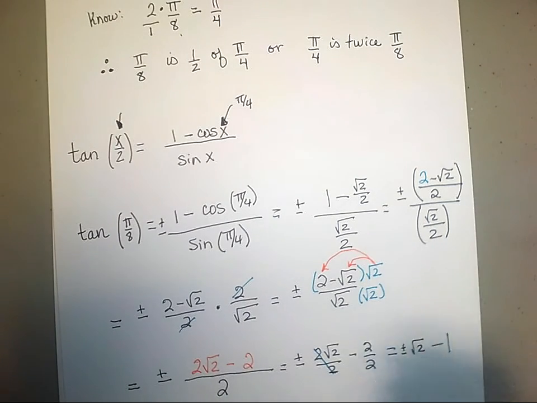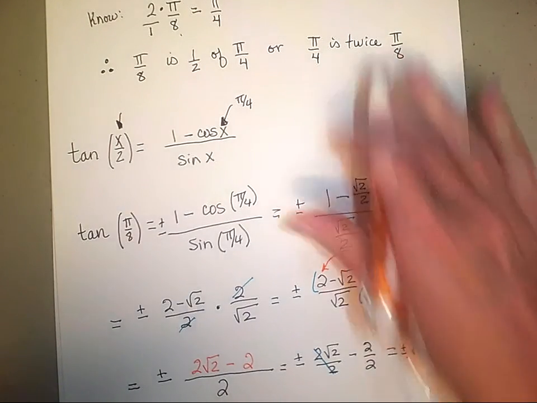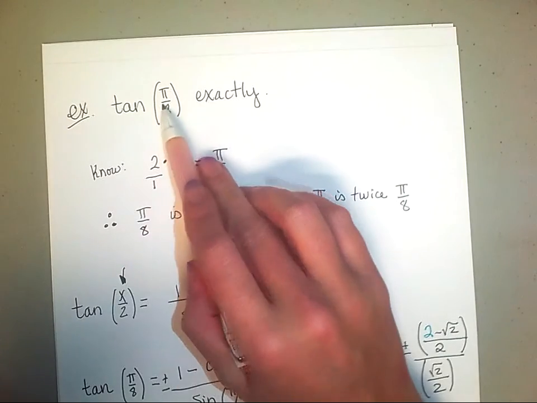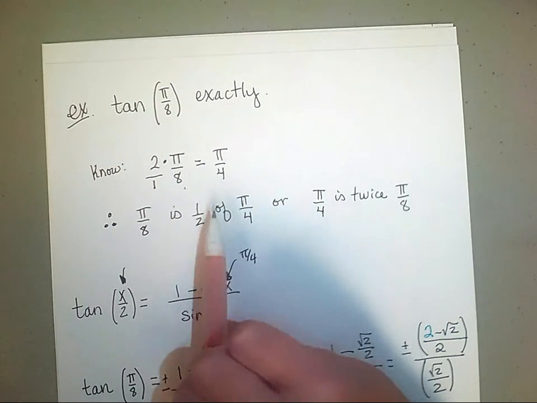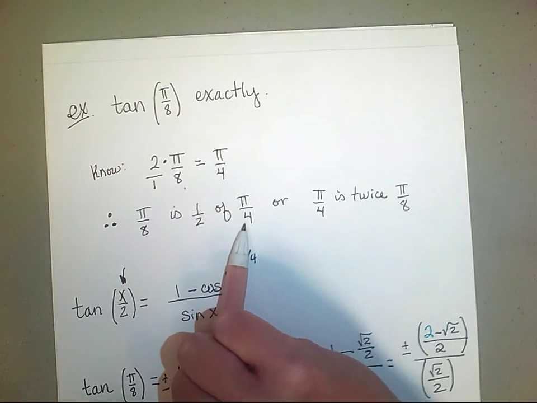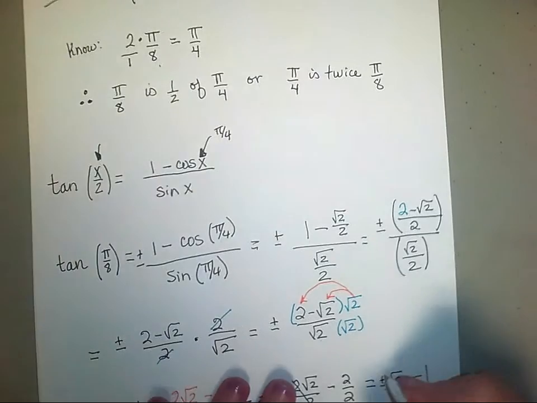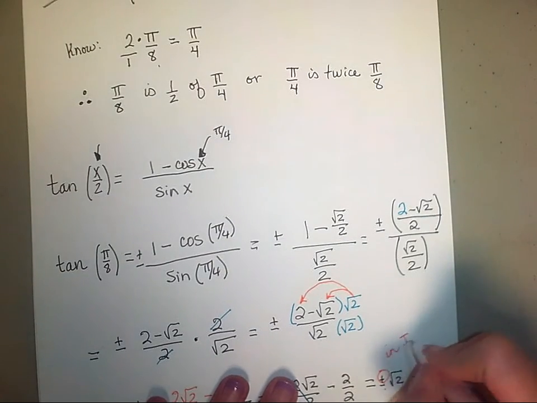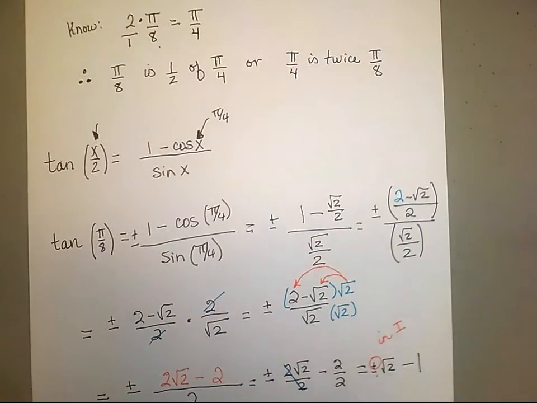And now we need to determine the quadrant. Is this a plus or is it a minus? Well, pi over 8 is a positive value. It's half of pi over 4. Pi over 4 is in the first quadrant, so this is in quadrant 1. Okay, let's do some other ones that could come up. So that's just directly finding them.